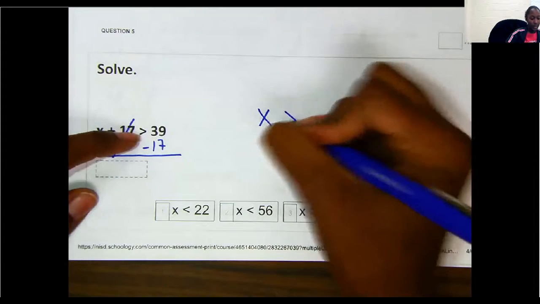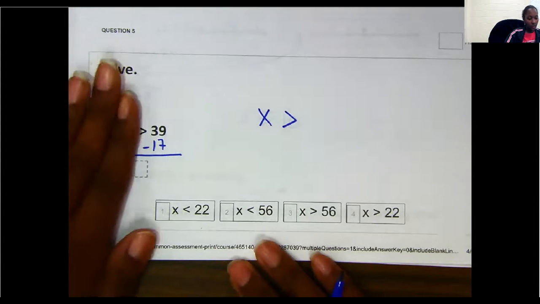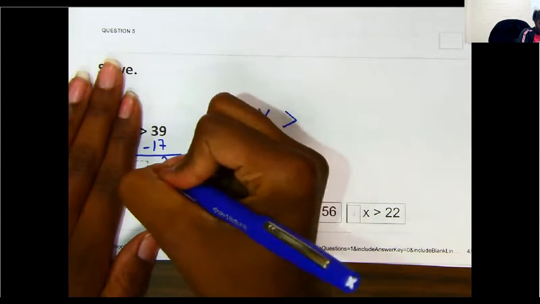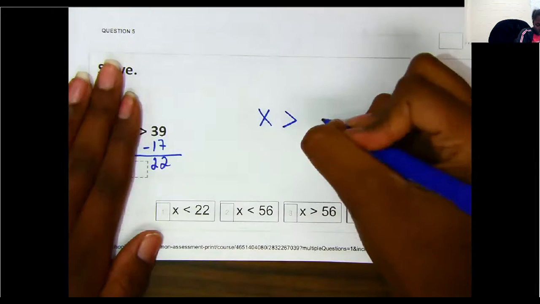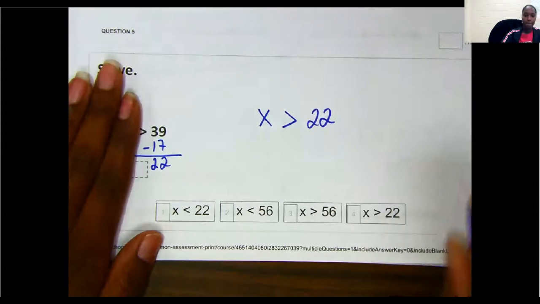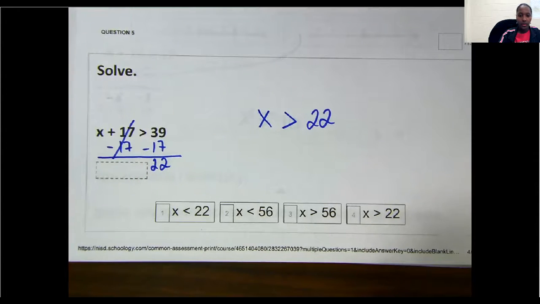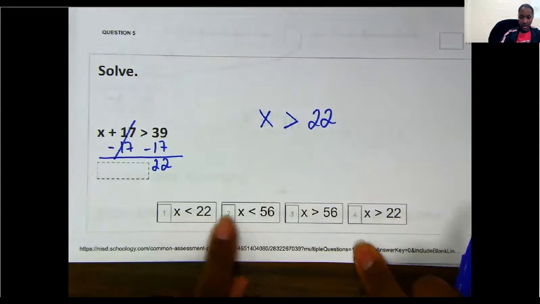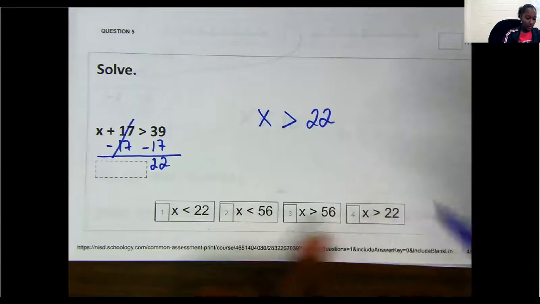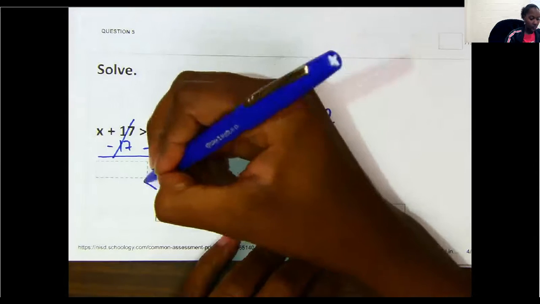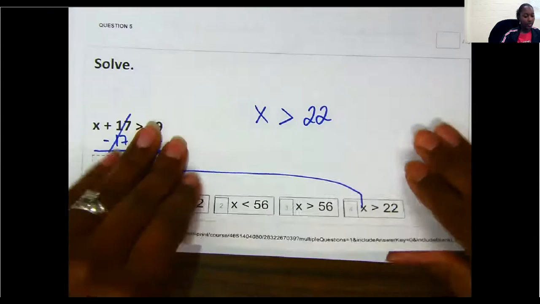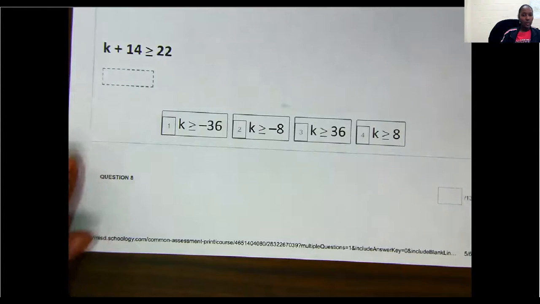I'm going to bring over my inequality symbol. And then over here, 39 minus 17. So 7, 8, 9, 3 from 1 is 2. So I'm going to bring that over here. All right, so I have X is greater than 22. And I see that. So this was my solution. Okay, almost done.